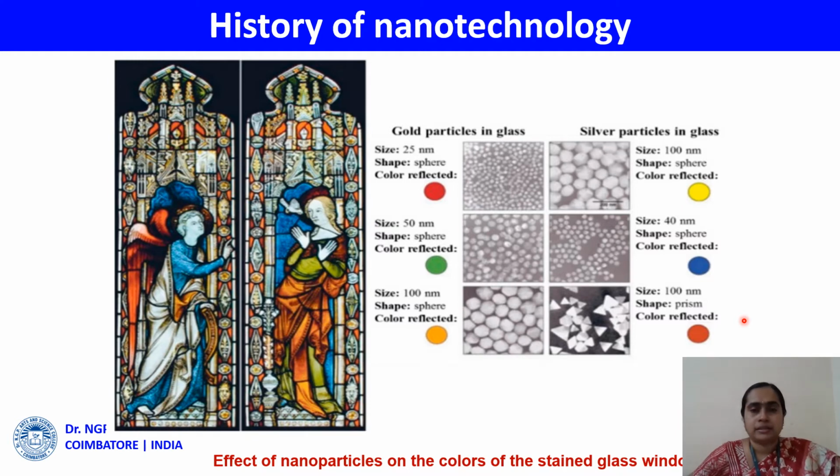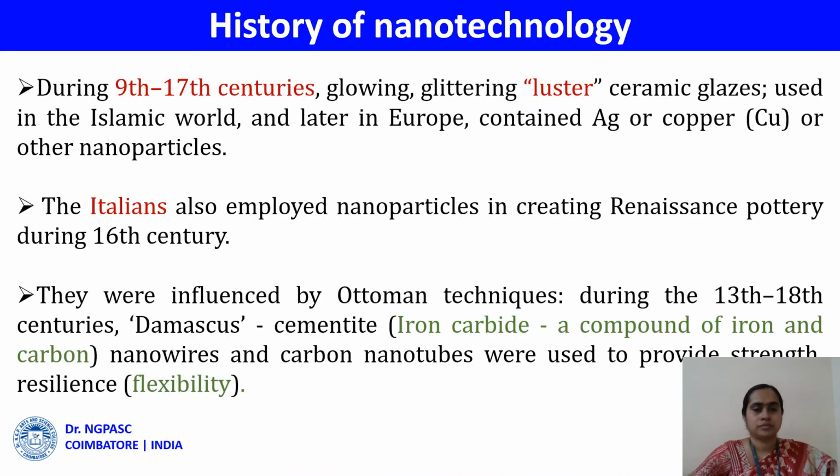Okay, and these are very age-old crafts which have nanoparticles in them. So during the 9th and 17th centuries, glowing, glittering luster ceramic glazes were used in the Islamic world, and later even in Europe, they contained silver or copper or other nanoparticles. Italians also employed nanoparticles in creating Renaissance pottery during the 16th century. And they were influenced by the Ottoman techniques during the 13th and 18th centuries.